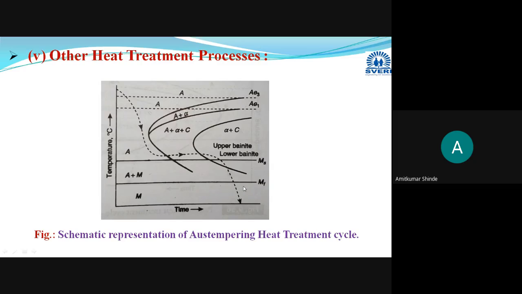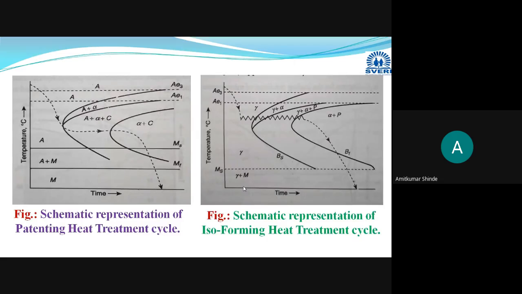Then the next two heat treatment processes we are using here: on the screen, the left hand side diagram is for patenting, and the right hand side diagram is for isoforming.